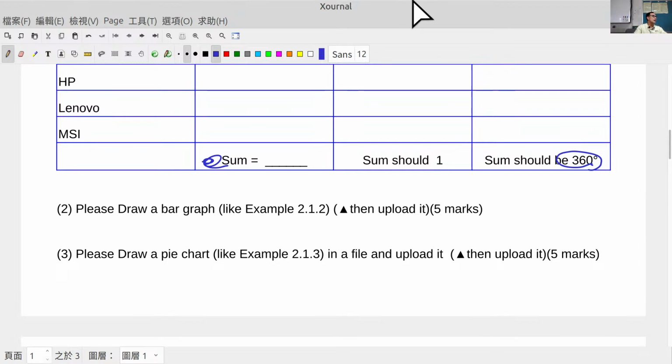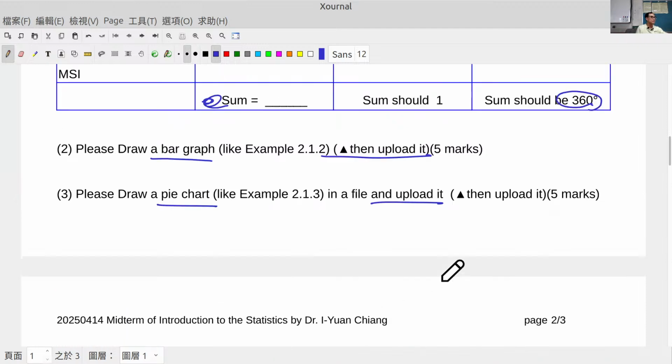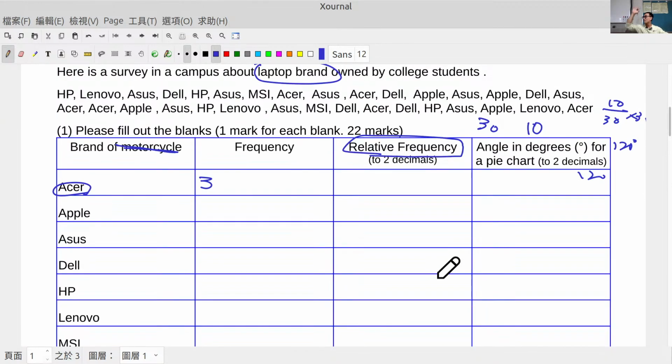And the second one, please draw a bar chart above. Okay, I showed you that; you can review my lecture or my lecture next year. And please upload this figure. Please draw a pie chart. Please upload it. Oh, okay, the next question. Okay, for question 1, any question? Okay, let me move.